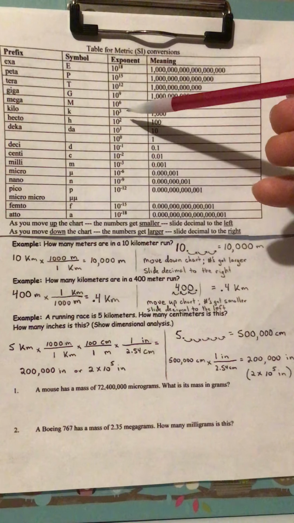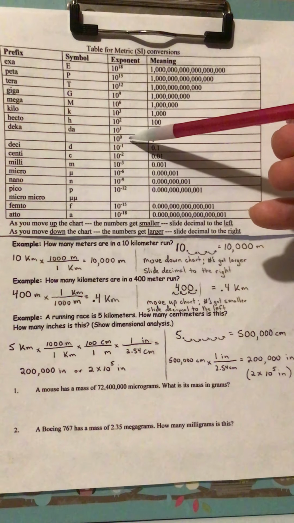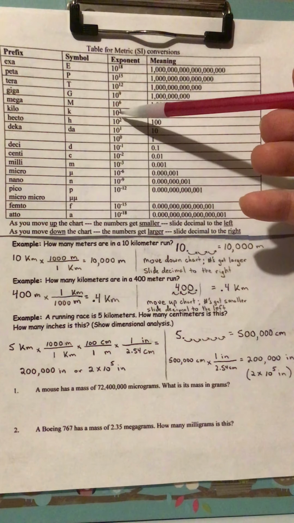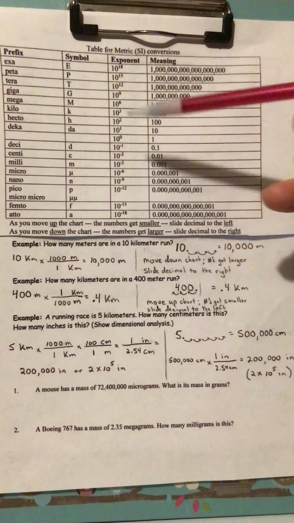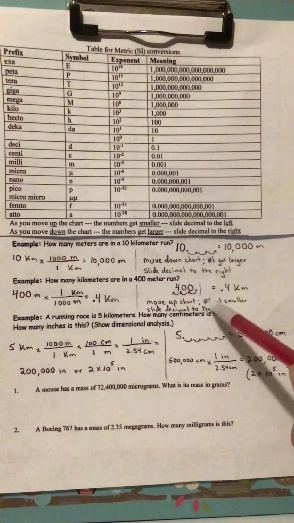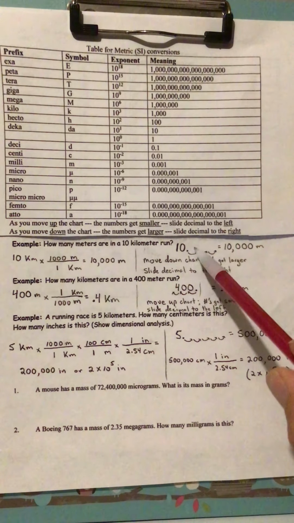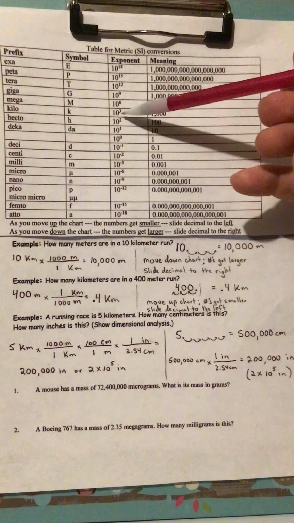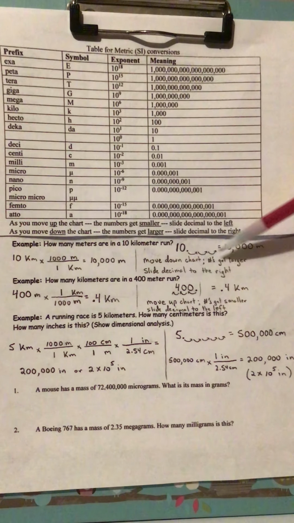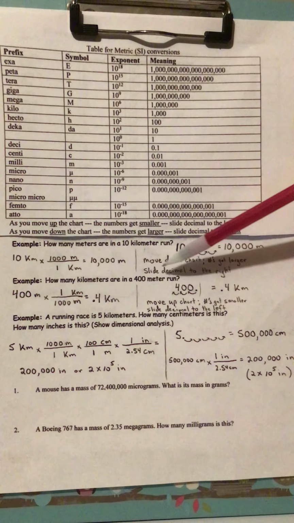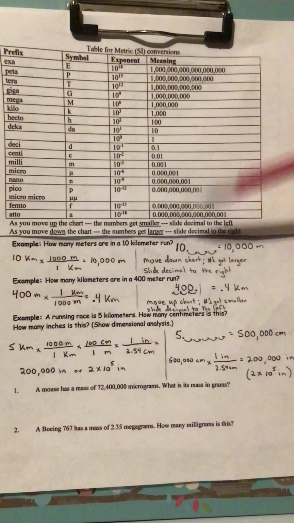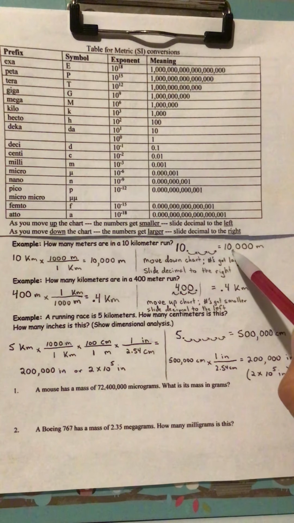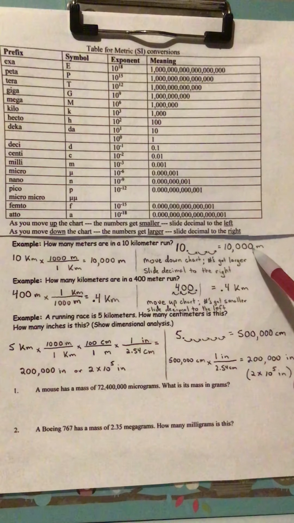Okay, so let's take a look at this 10 kilometers, and we're trying to go to meters. Kilometers is here, 10 to the 3rd, and meters is the base unit, 10 to the 0. So I'm moving from 3 to 0, a factor of 3 places. Going up the chart, the measurements are getting bigger, so the numbers are getting smaller. But I'm going from kilometers to meters, from 3 to 0, so my measurements are getting smaller, so my numbers are getting larger. When that happens, I slide the decimal to the right. I put a decimal here and then move it 1, 2, 3 spots. So instead of being 10, now it becomes 10 with 3 zeros after it, or 10,000 meters.